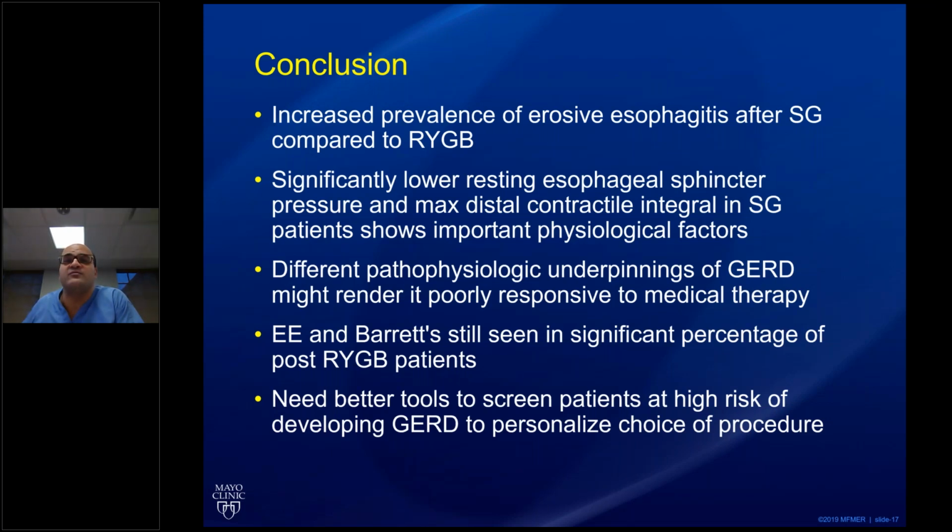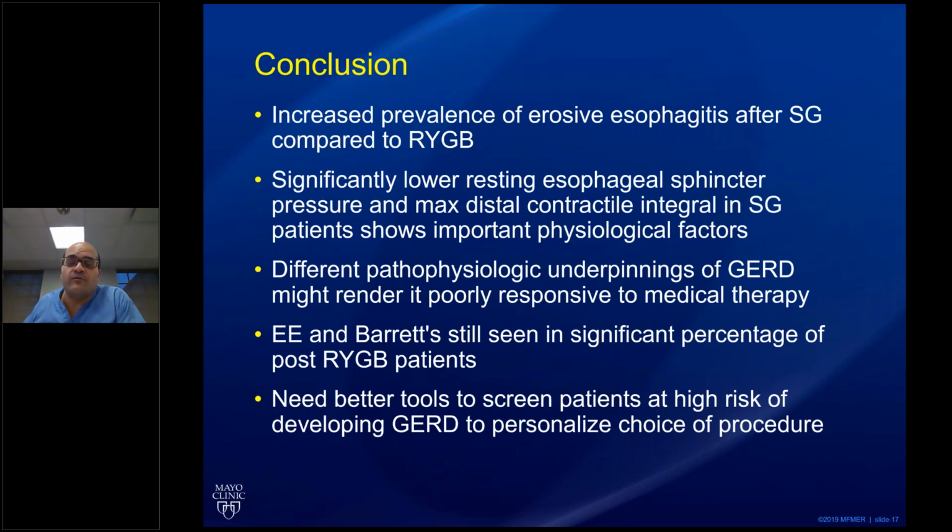And overall, still with these findings, we did not have any documentation of adenocarcinoma, except in one case, which was a few years after Roux-en-Y gastric bypass.